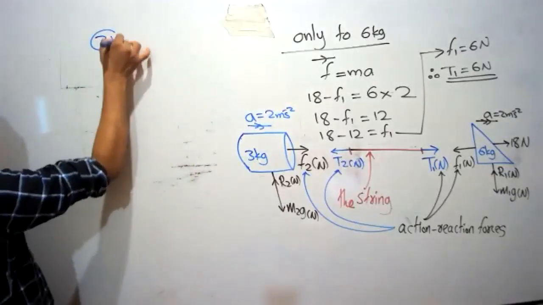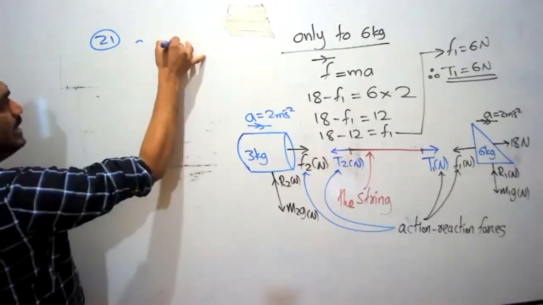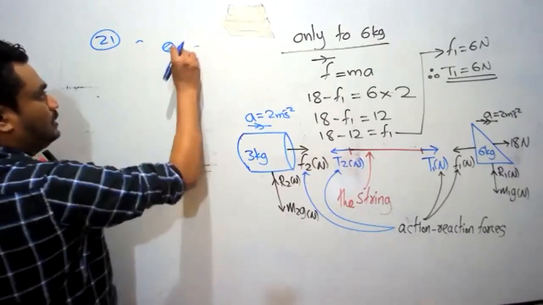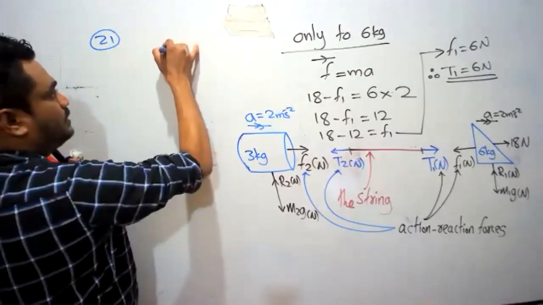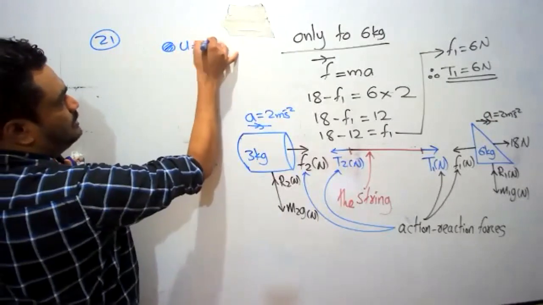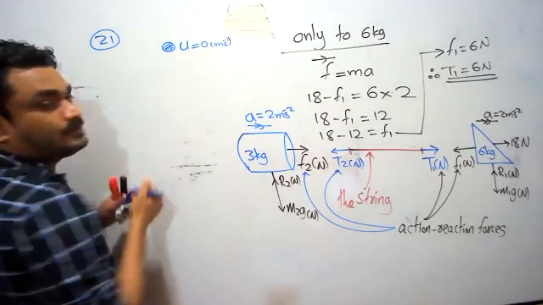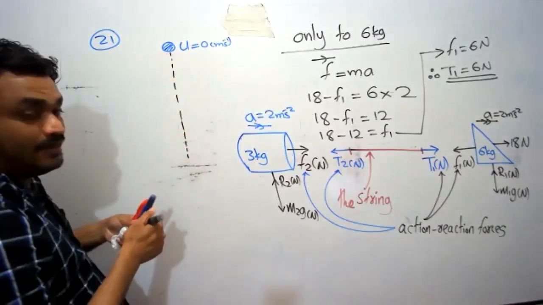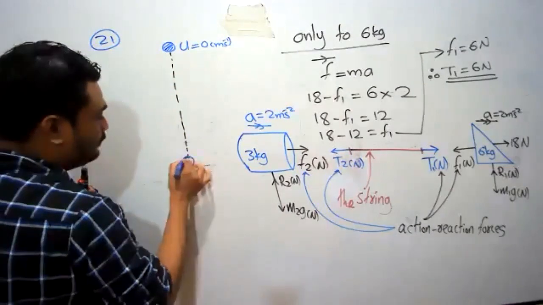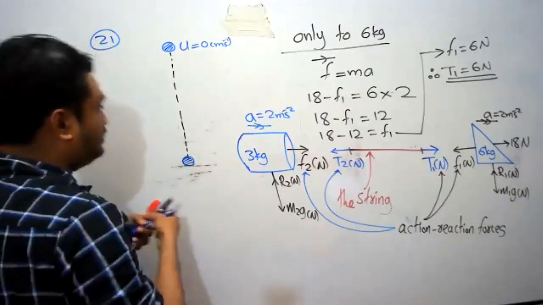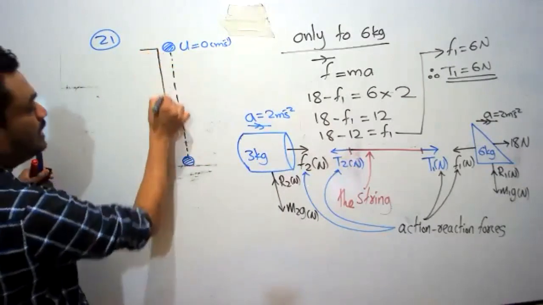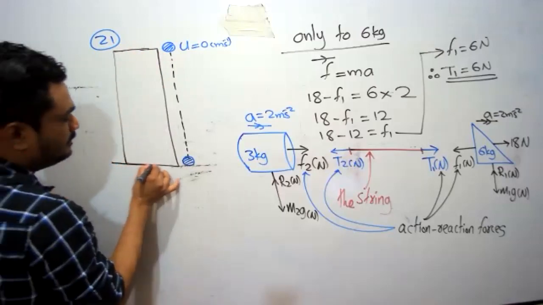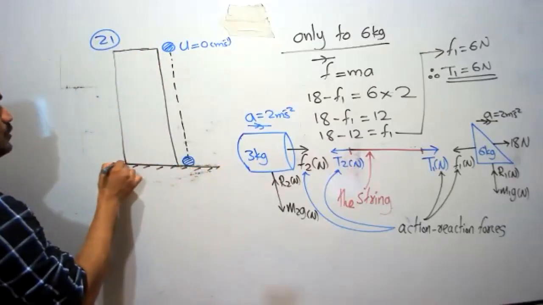So I'm going to draw a figure for question number 21. An object is dropped. It means the initial velocity is 0. So it falls freely under gravity and finally it hits the ground. The object is dropped from the top of a tall building. So this is the building, and this is the ground.